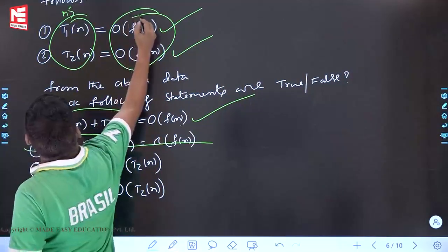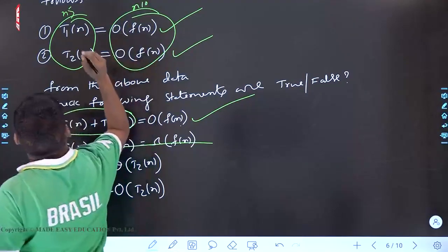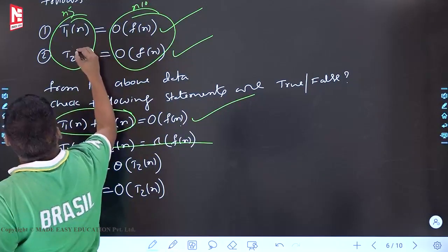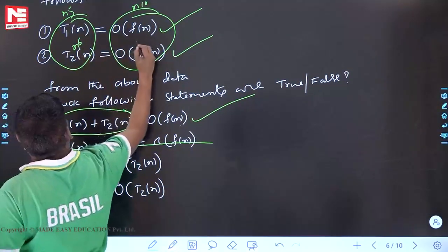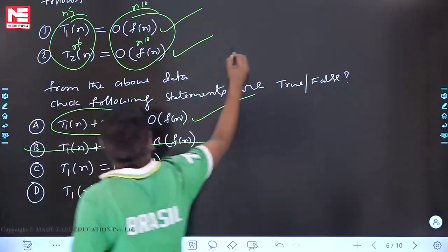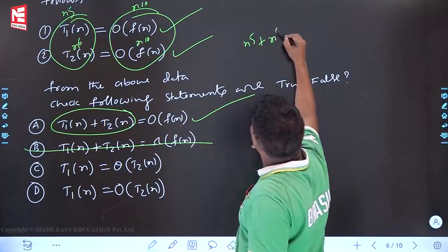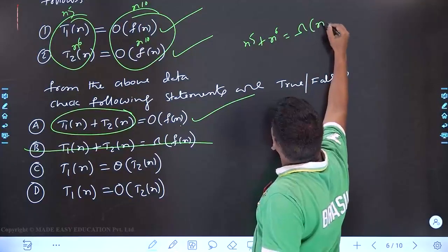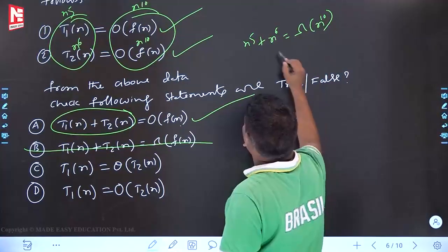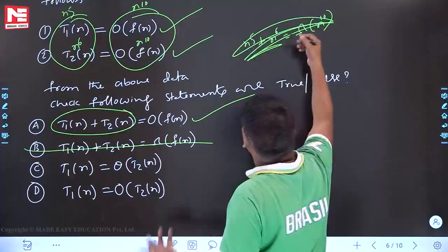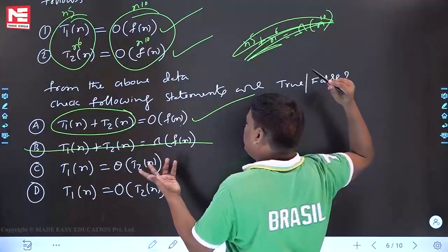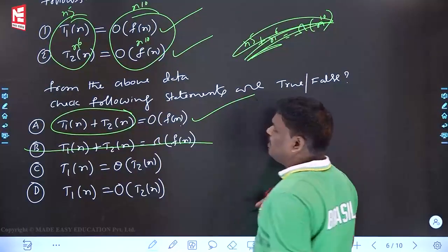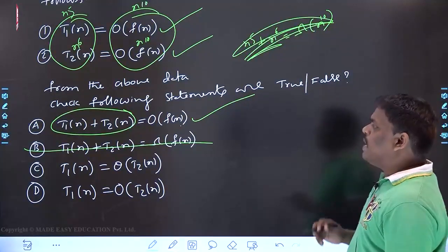N power 5 is big O of n power 10. Next one, n power 6. It is n power 10. If you add left side, n power 5, n power 6 is omega of n power 10. There is no meaning. This side cannot be greater. Sometimes, whenever equal, it may be possible. One fail only. So option B fails. Option A passes every time.